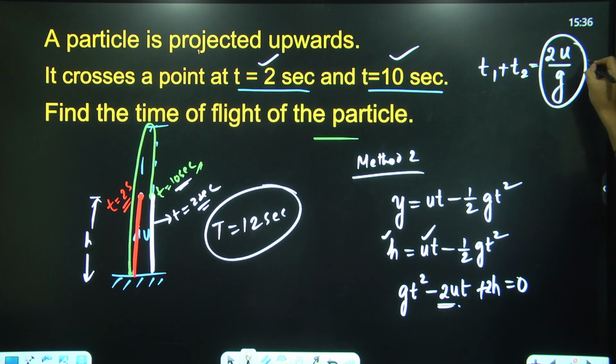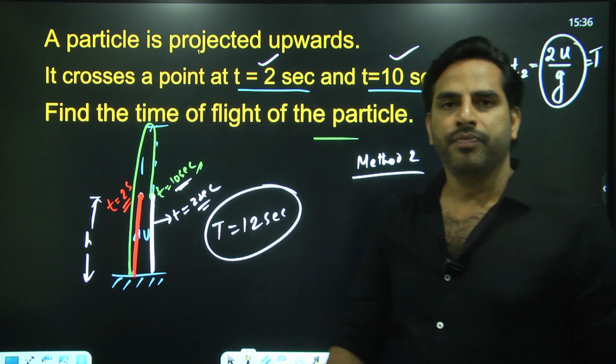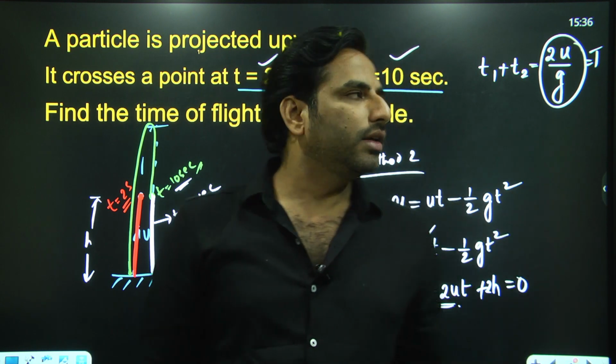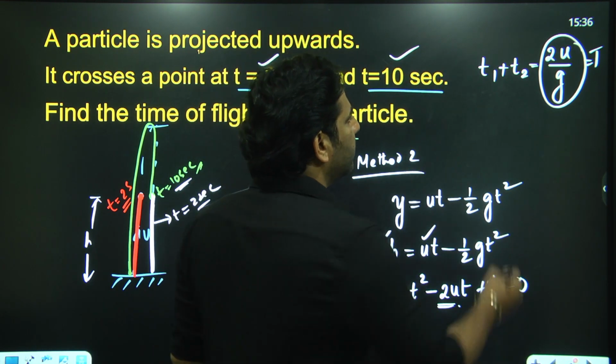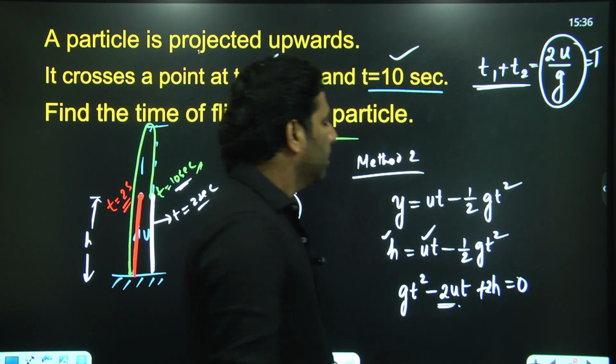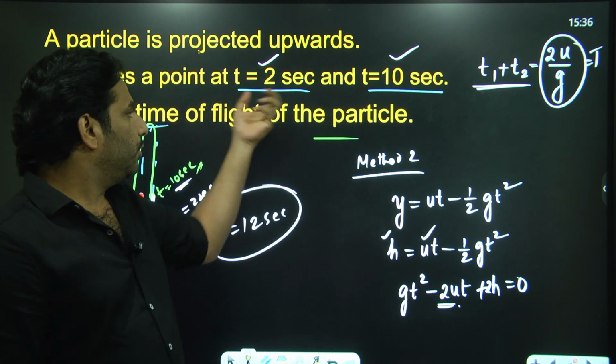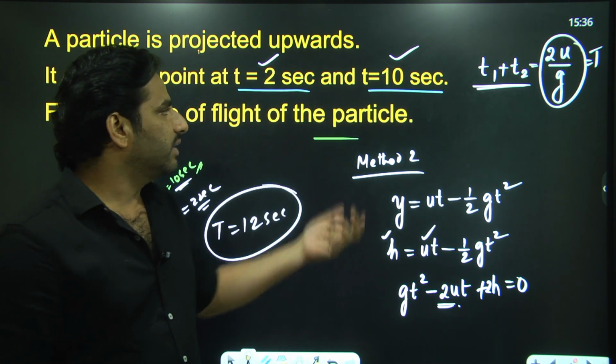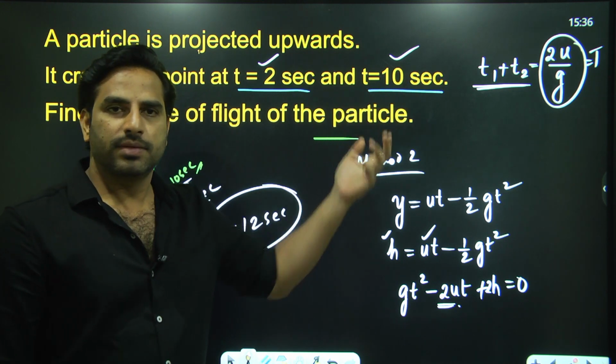Don't you think 2u by g is the time of flight of the vertically projected body? So the answer to this question is simply t1 plus t2. So the 2 instants of time, if you add them up, that is 2 seconds plus 10 seconds, the time of flight is 12 seconds.